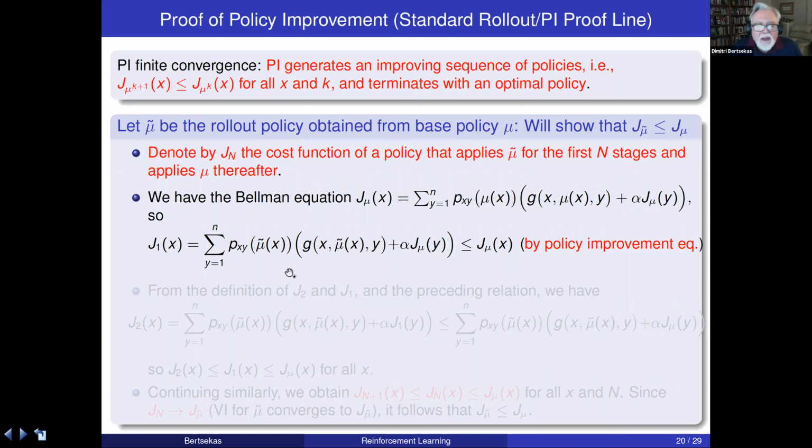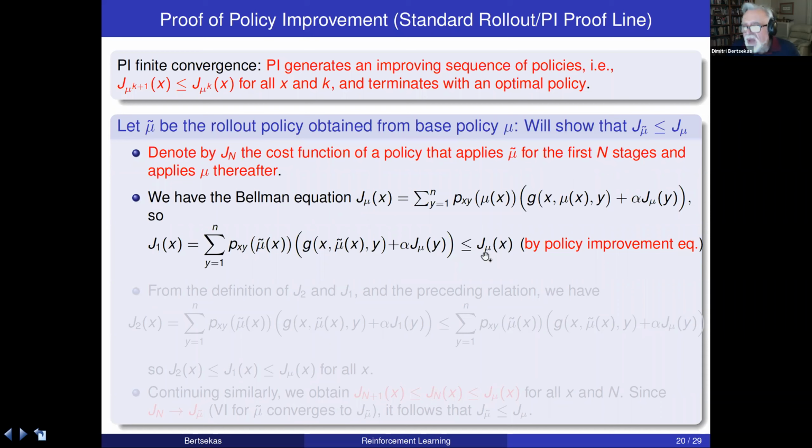And what is J1? J1 is the cost obtained by applying mu tilde for the first stage and then mu after that. Now I claim that this is less than J mu. J1 is less than J mu uniformly. Why is that? Well, by the policy improvement equation, because mu tilde is obtained by minimizing this expression with mu of x replaced by u. Therefore, this expression for mu tilde is going to be less than this expression here. So it follows from the policy improvement equation that we have a first inequality.